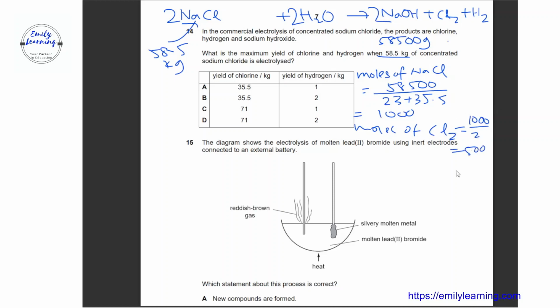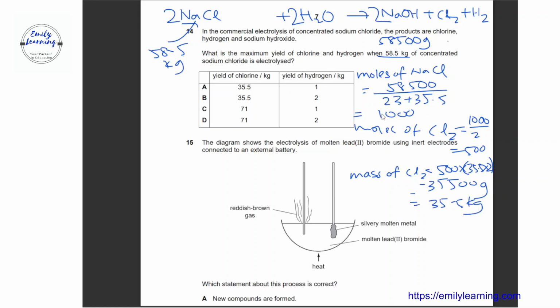Okay, so the mass of Cl2 is basically moles times the molar mass, which is 35.5 times 2. So it is 35500 grams or 35.5 kg. Okay, next let's look at the yield of hydrogen.